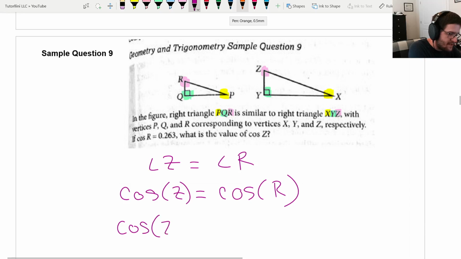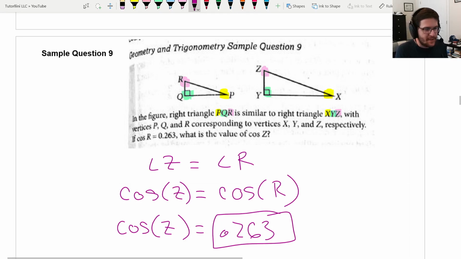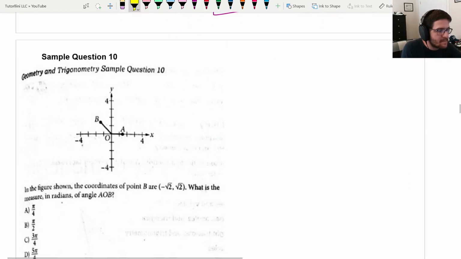So cosine Z is equal to 0.263, and that is the answer. That is it. Basically, if two angles are equal, all their trig values are equal. I think that's really all they're testing you on here, that and how to interpret the similarity statement, which we talked about: the order that the letters come in. The first guys go together, the middle guys go together, and then the last guys go together. Okay, great. That's right. Let's keep going.